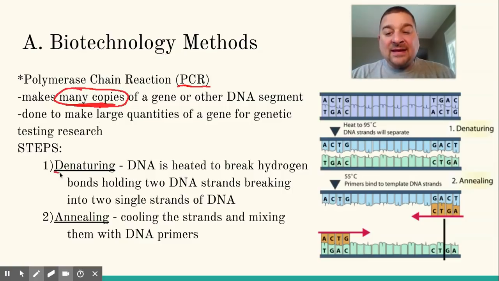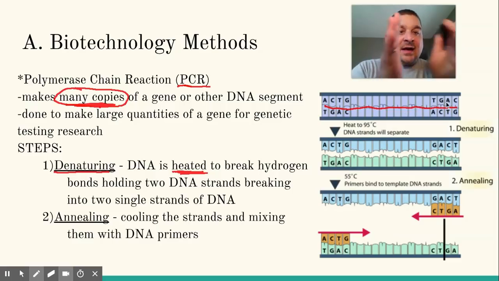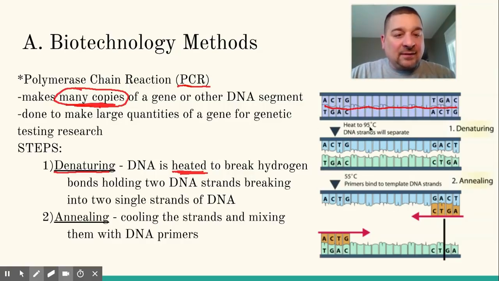Step 1, they need to denature the DNA. The DNA is heated. By heating it, remember that there's hydrogen bonds between the A's, T's, G's, and C's down the middle of the molecule. That heating will break those hydrogen bonds, which will separate it. So here at 95 degrees, almost to boiling. Remember 100 degrees Celsius is boiling. And then that separates these 2 strands of DNA.